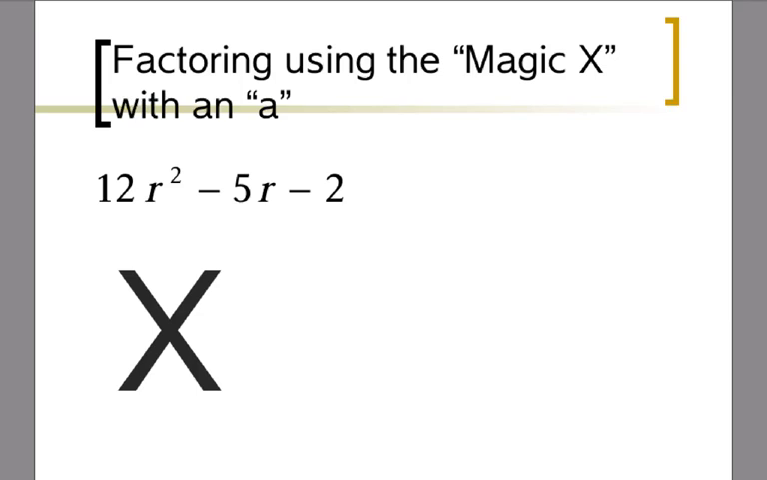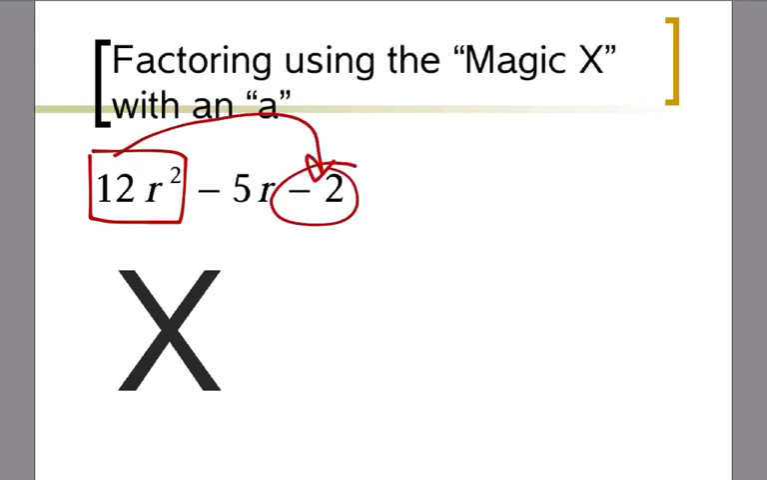So now we're going to continue factoring the magic x. Here's another example where there is actually an a. Okay, so what we'll see here is that we have 12 out in front, and I need to multiply that by my negative 2 to get negative 24 on top. On the bottom goes my negative 5.